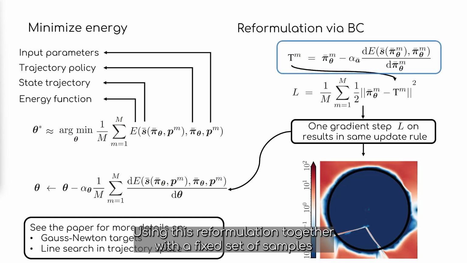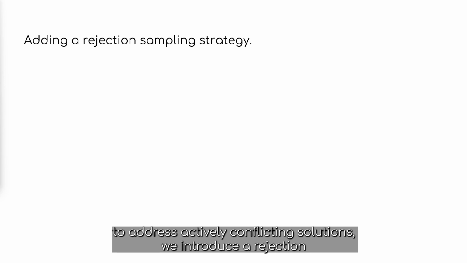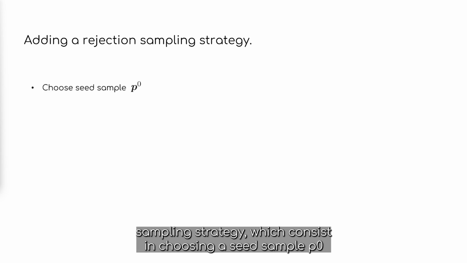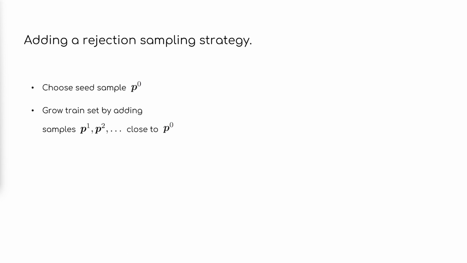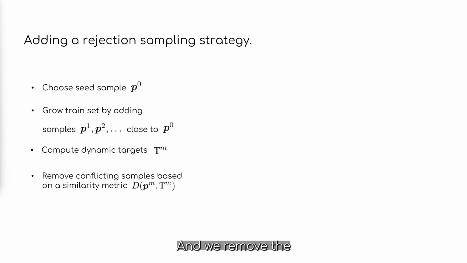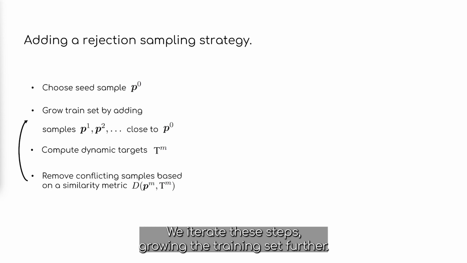Using this reformulation together with a fixed set of samples from the input parameters already results in more uniform solution landscapes. However, to address actively conflicting solutions, we introduce a rejection sampling strategy, which consists in choosing a seed sample P0. We then grow the training set by adding samples P1, P2, and so on that are close to the seed sample. We compute dynamic targets Tm for each sample P, and we remove the conflicting samples from the training set based on a similarity metric D. We iterate these steps, growing the training set further.